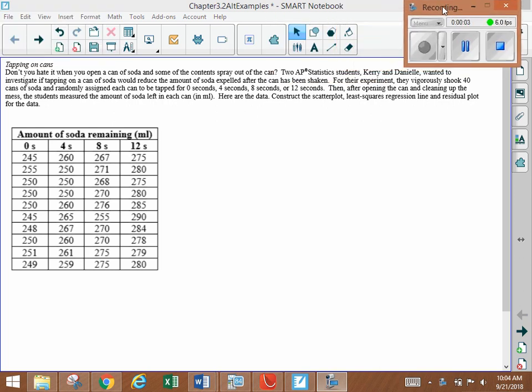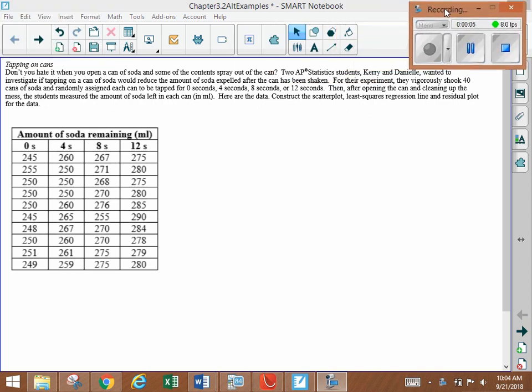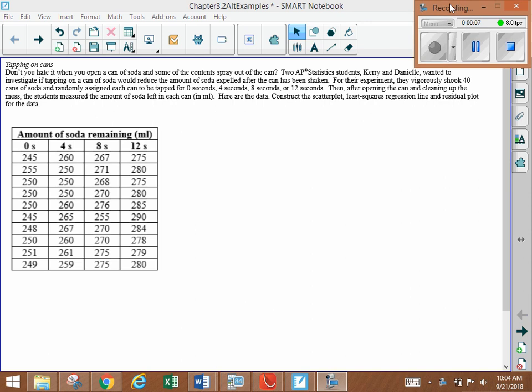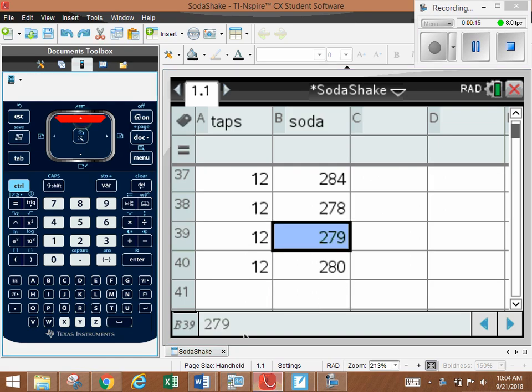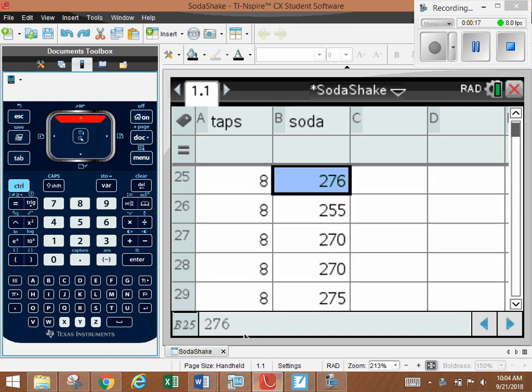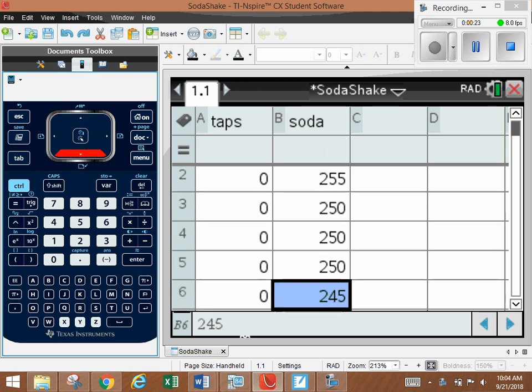Okay, so here are your 3.2 alternate examples. This one has to do with tapping soda and shaking it. First thing we're going to do is put this into our calculator in this form. If we look at it, each one of those is zero entries, for 0 taps. So we're going to enter that into our calculator like this.